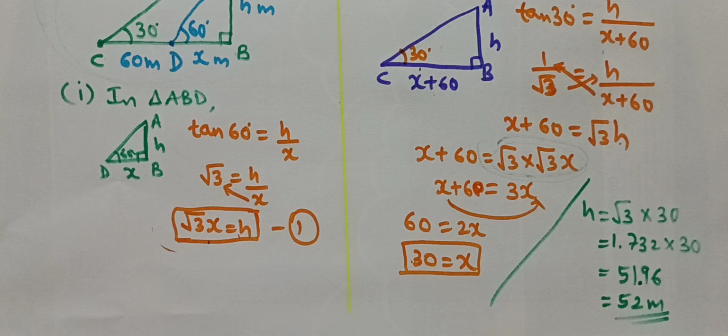Now for getting the final answer of h, what we have to do? Simply you have to put the value of x in the first relation. So h equal to root 3 into 30. That root 3 is 1.732 into 30. Multiplication is 51.96 and we want the answer in nearest meter. So it becomes 52.